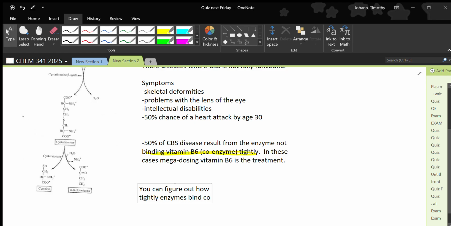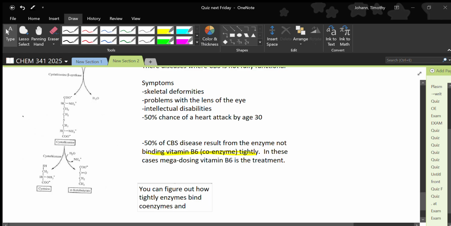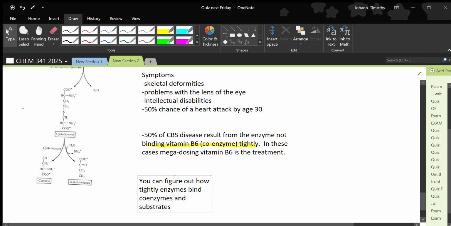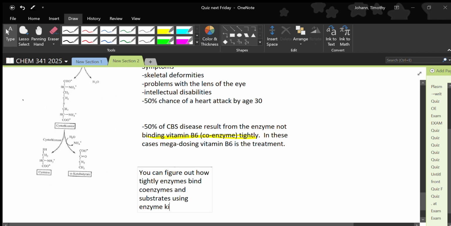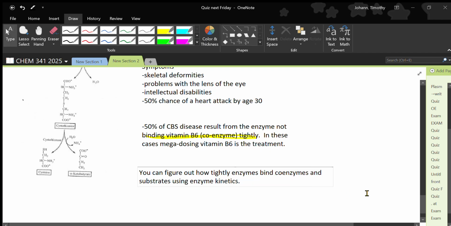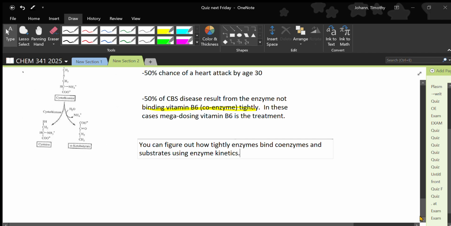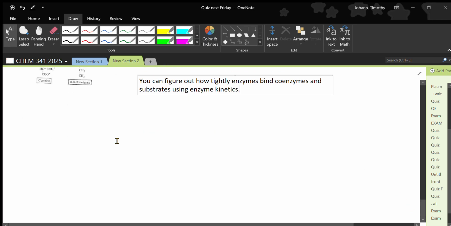So we can say coenzymes and substrates using enzyme kinetics. And that's what we're going to talk about today. That's not what we're going to do in lab next week, but that's what we'll be doing the next 2 weeks in lab after that. So to do that, we need to think about enzyme kinetics.